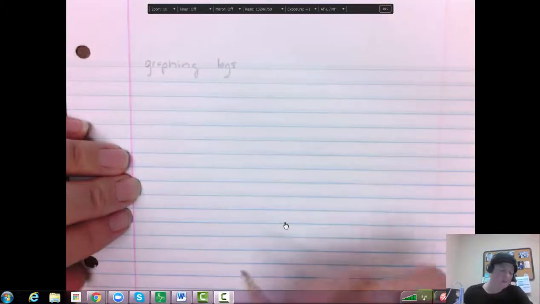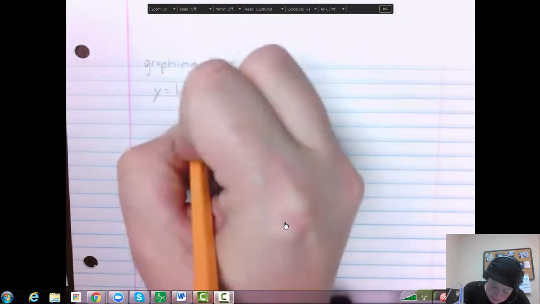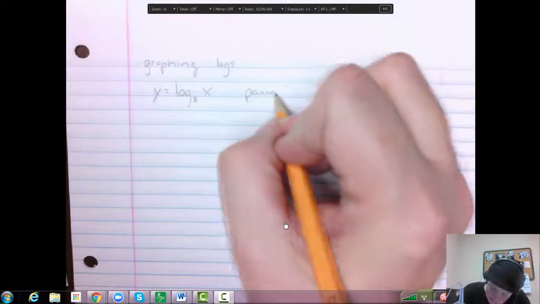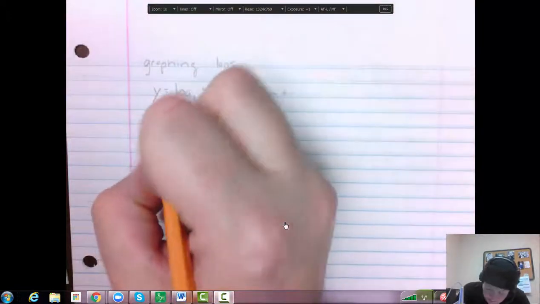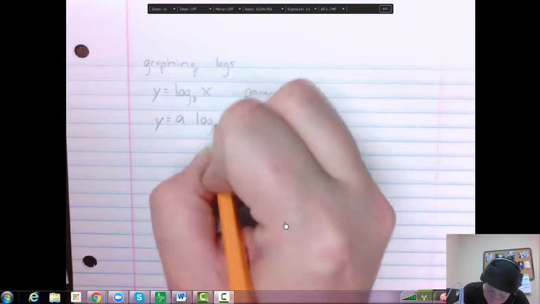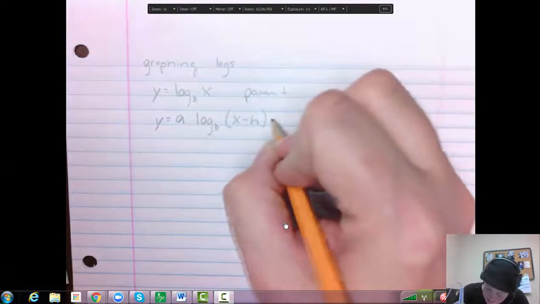All right, so transformations make logs a lot easier, and I'll show you why. Let's look at what a parent function would be for this one. Our parent function would be whatever the base is to the x. This is our parent function. And then when we add in the numbers again, remember those are going to move it up and down and all around. So let's look at it with the same letters we have been, just to keep the same idea here. X minus h plus k.